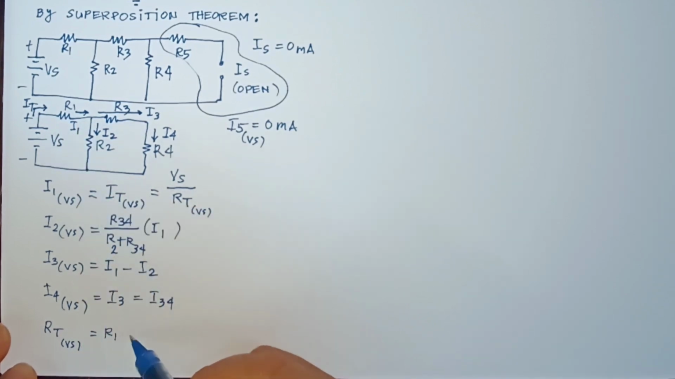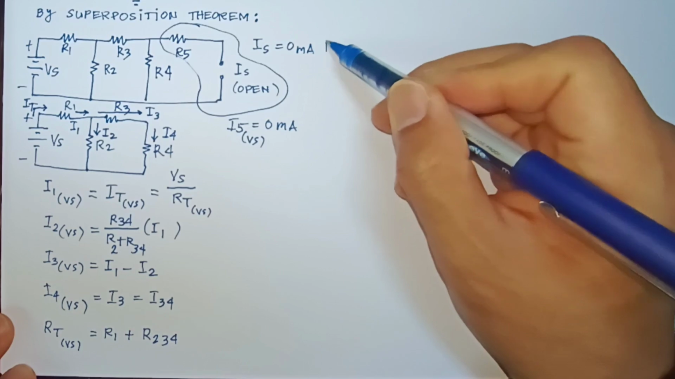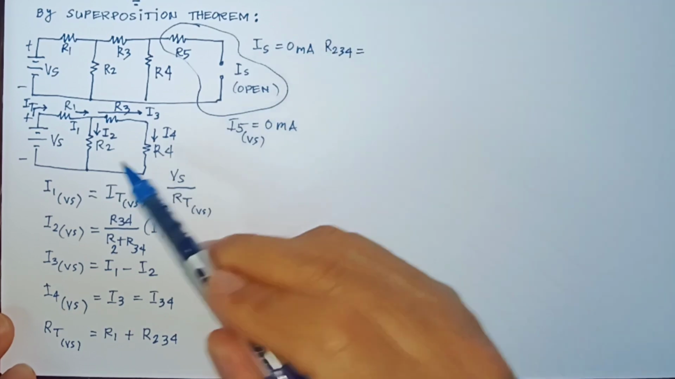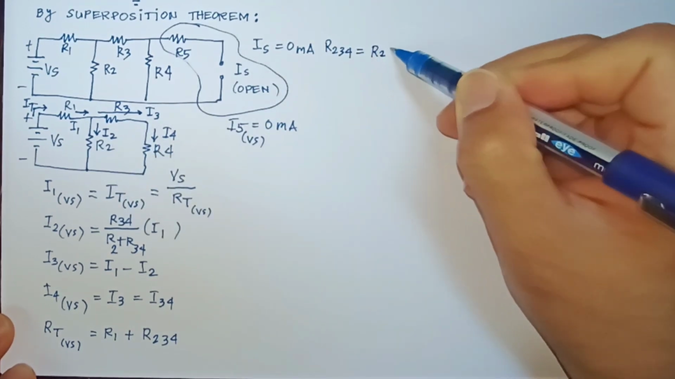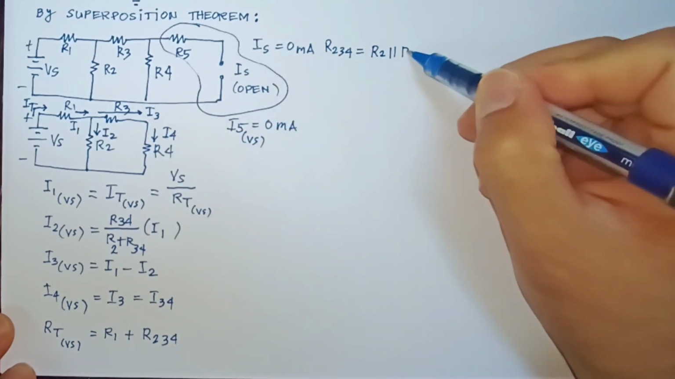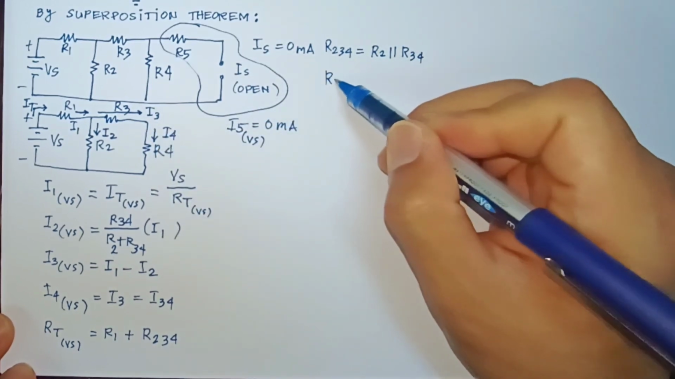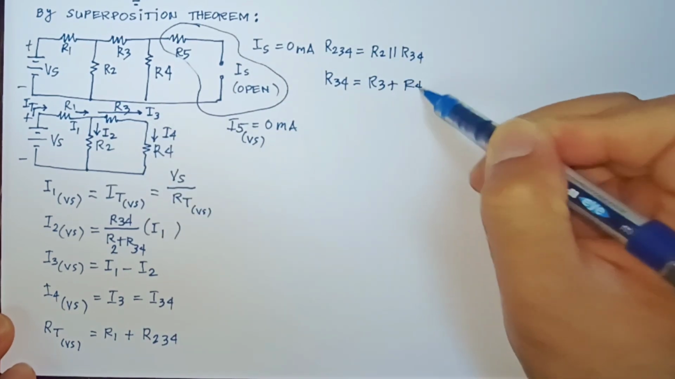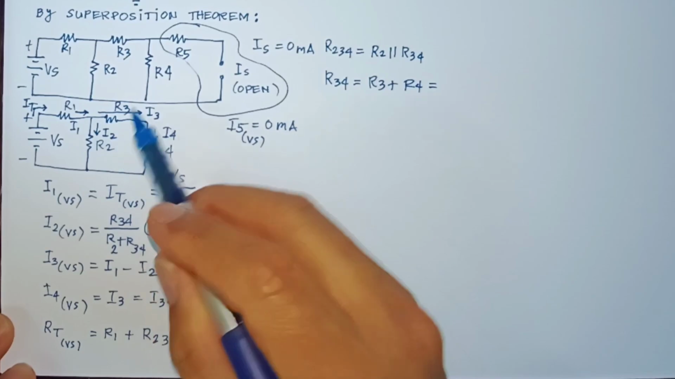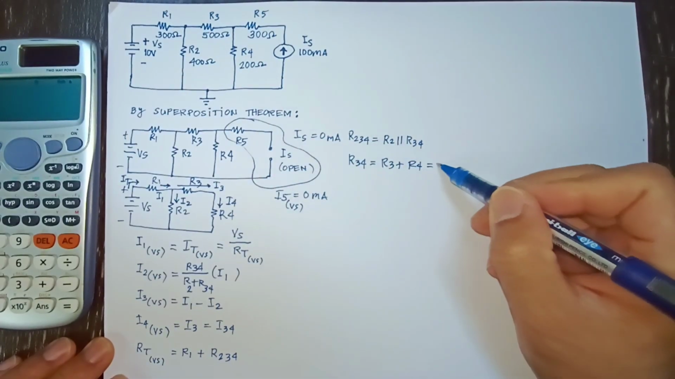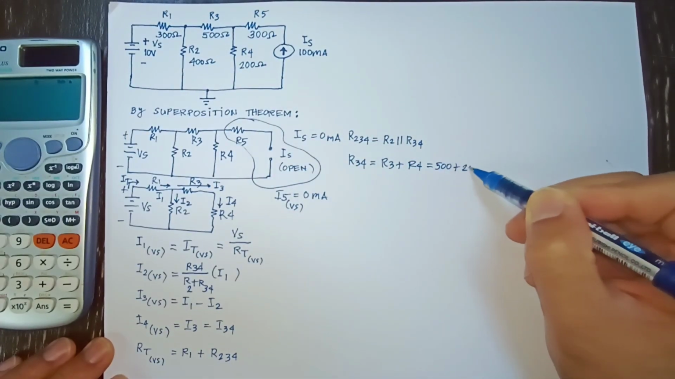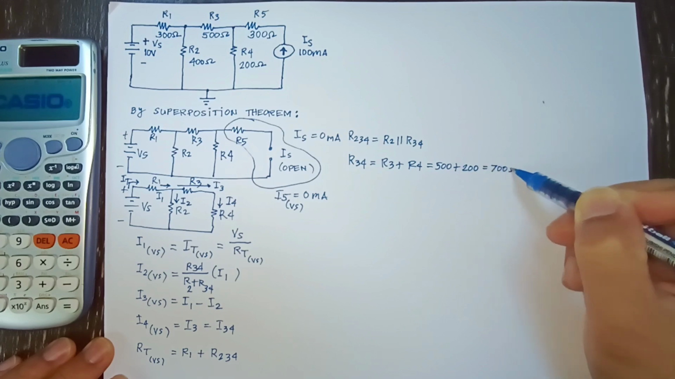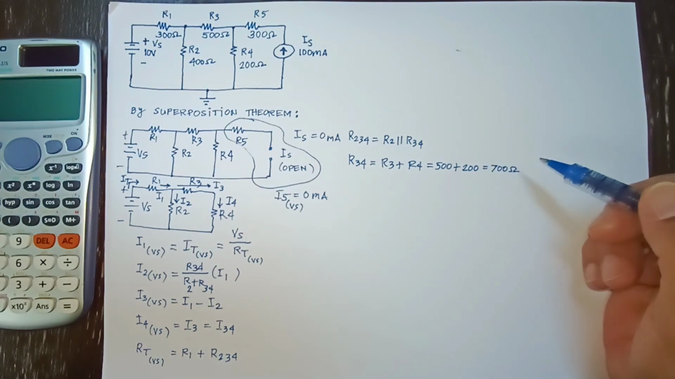To do that, we have R1 in series plus R234. But we don't know R234, so let's write R234 equals R2 parallel with R34. And R34 is the series of R3 plus R4. We will start with R34 with the values of 500 and 200 ohms. So the sum would be 700 ohms.